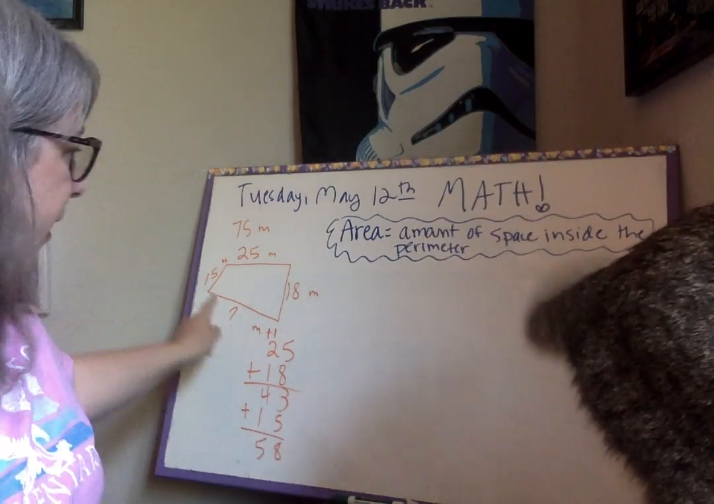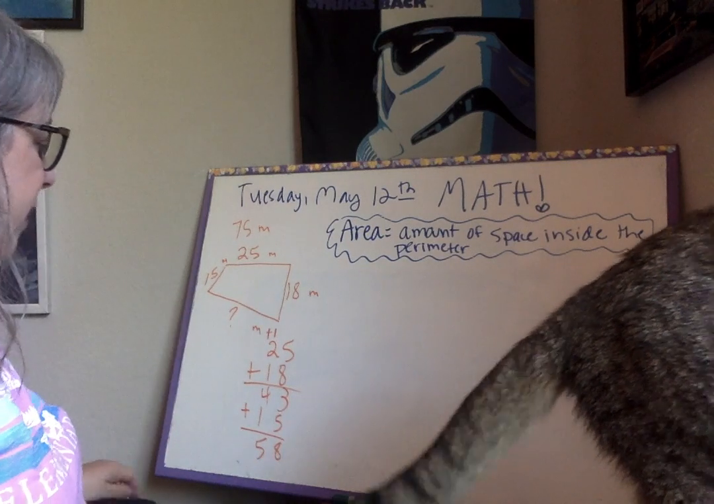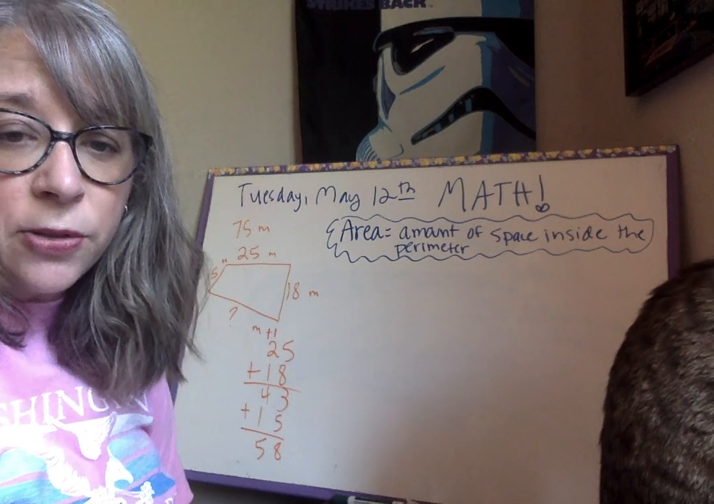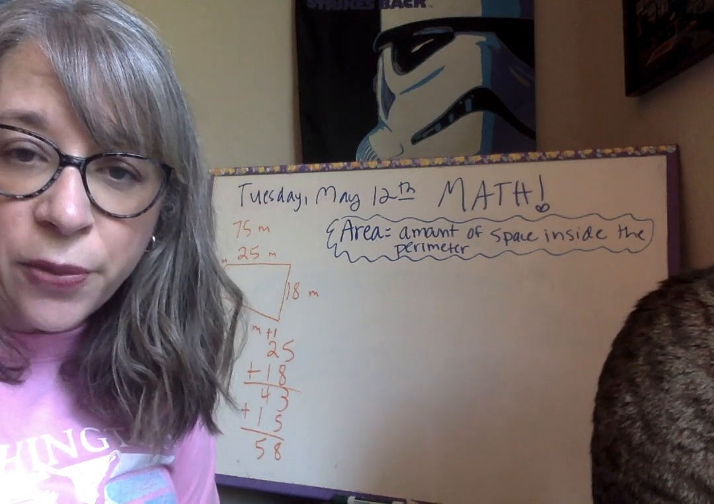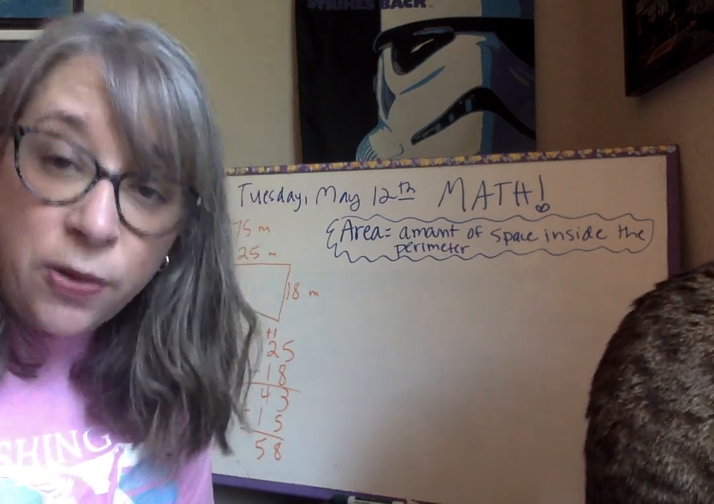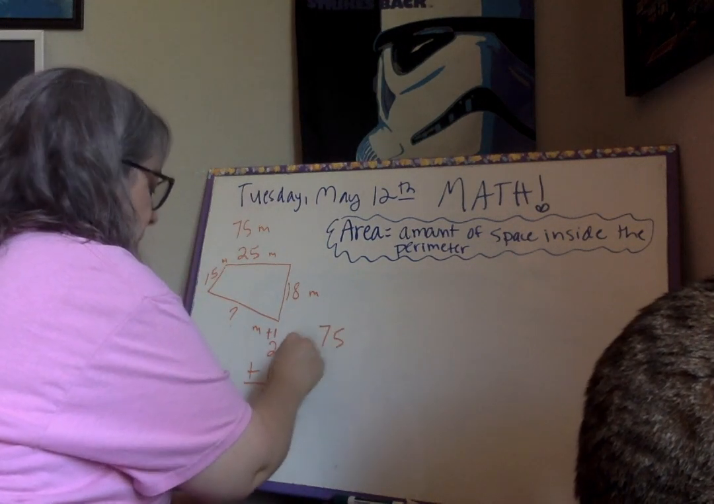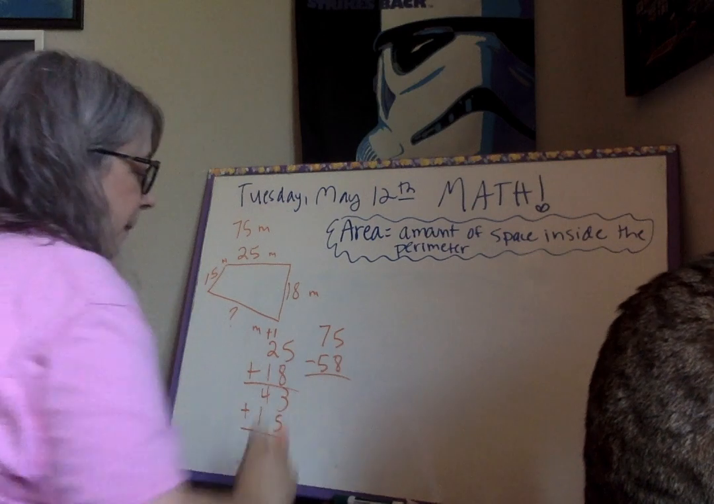All right, we know how much those three sides are worth, and so now we can subtract. You can start counting from 58 all the way to 75. You can absolutely do that, but we're going to subtract. So we're going to say 75 minus 58.